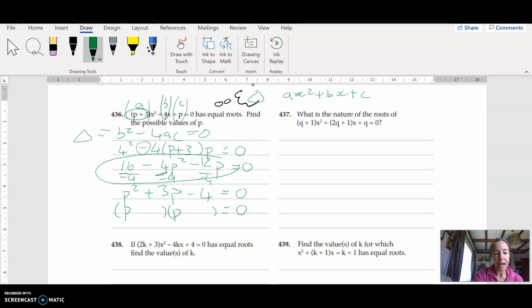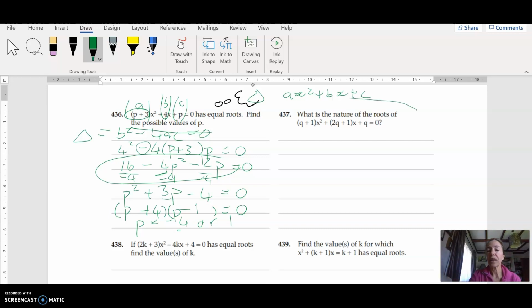So p and p, factors of 4 that add or subtract to give me 3. I want a plus 4 and a minus 1. That's going to give me my negative 4, and positive 4 minus 1 gives me positive 3. So p is equal to negative 4 or 1. So it says find possible values of p. There you go. So substitute that back in and just make sure that that works. So that's the next little step that you would need to look into.